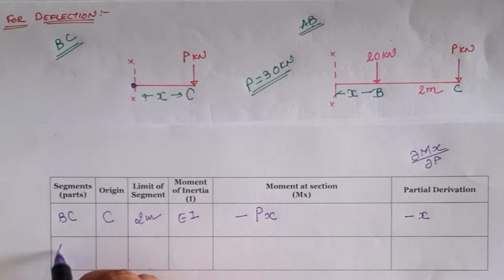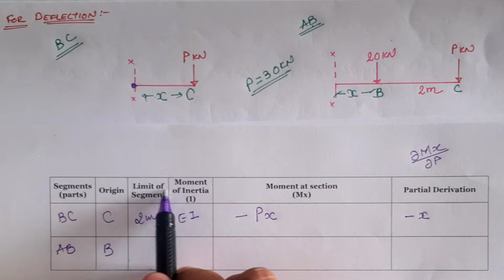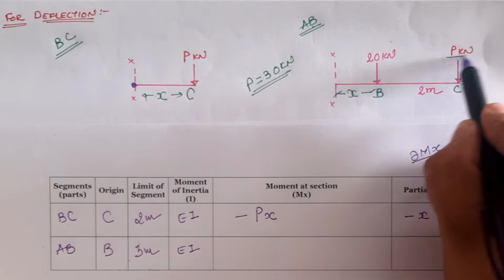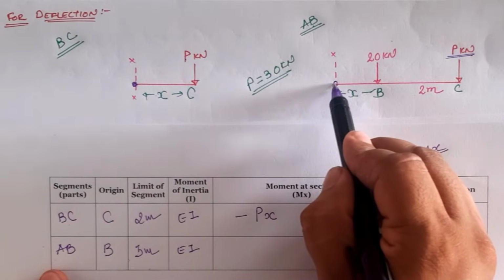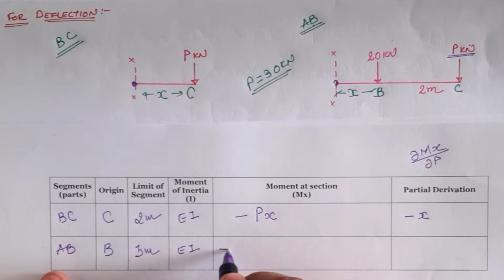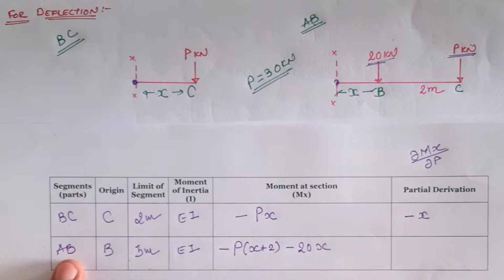Similarly for the second step, the segment AB, with origin at B, the limit of segment AB is 3 meters, and EI is constant. Now for P kilonewton, the moment at the section is P into the distance from the section, which is x plus 2, so it is minus P into x plus 2. For the 20 kilonewton load it is 20 into x, so it is minus 20x. The partial derivative with respect to P of minus P into x plus 2 is minus x plus 2, and minus 20x gives 0.